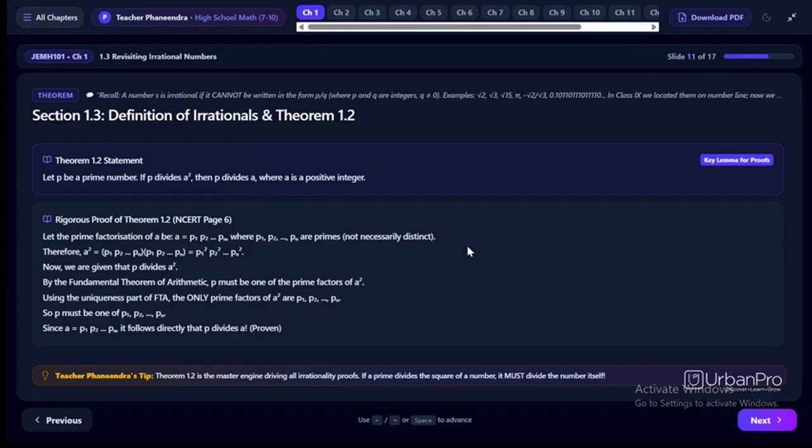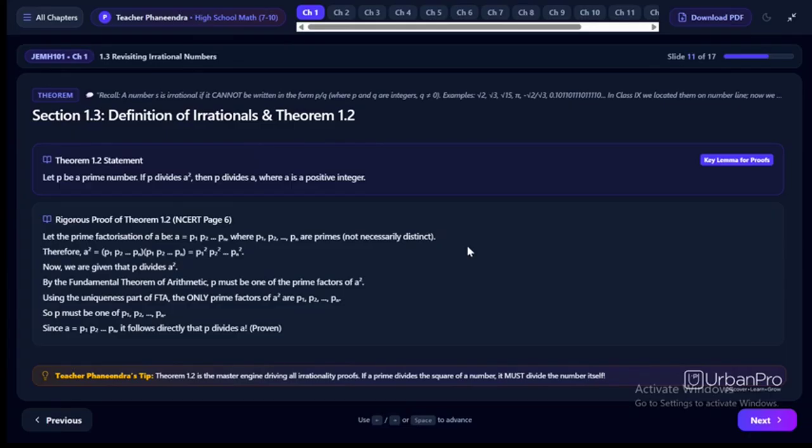Now as per the theorem we are given that P divides A square. By the fundamental theorem of arithmetic, P must be one of the prime factors of A square, which are P1, P2, P3, and so on. So when P is one of P1, P2, P3, and so on, where A is equal to P1, P2, P3, and so on up to Pn, it directly follows that P divides A.